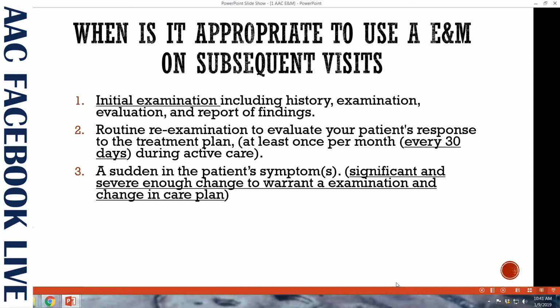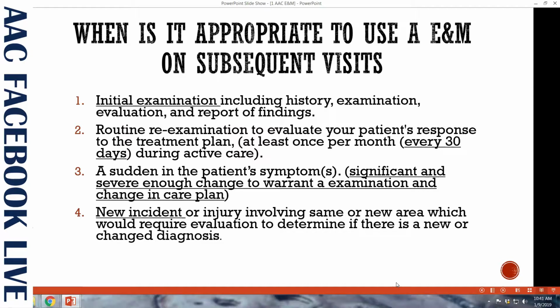Number three, this could happen. What if the patient has a sudden change in symptoms? They have some severe new complaint or complaint that's a little bit different from before. That certainly could warrant an examination and a change in treatment plan. Is this common? Probably not, but that certainly could be a reason. Number four, a new incident. Now, this one I think is obvious, but also one that you may run into.